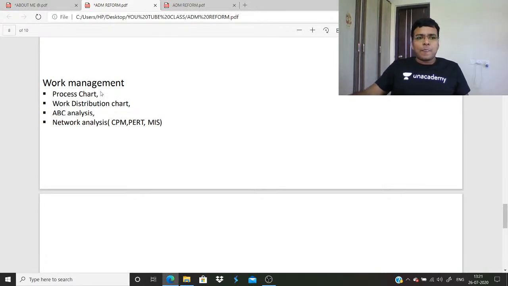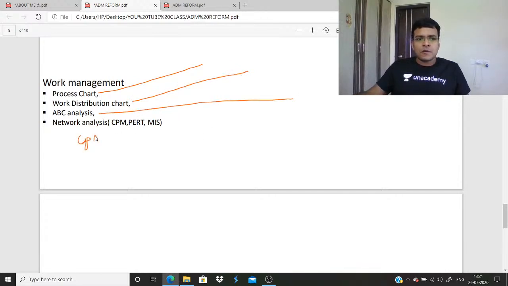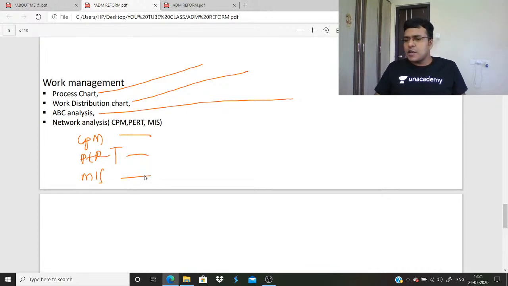Next, work management: process chart, work distribution chart, ABC analysis, CPM, PERT, MIS. Just one-on-one definitions. Process chart: in an organization, every work continues in a process. So there is a chart describing the process carried out in an organization. A particular work will finish first, this work second, and this work third. This is a process chart, showing in what process the work should be carried out. Work distribution chart: in this chart, the work of the organization is distributed between management and different employees. Different employees should do different types of work. This is the work distribution chart.